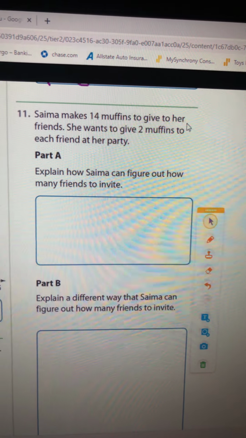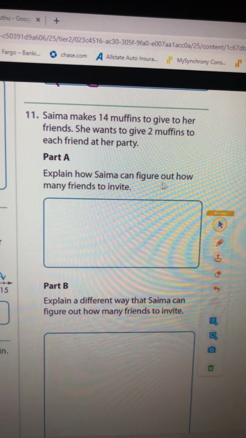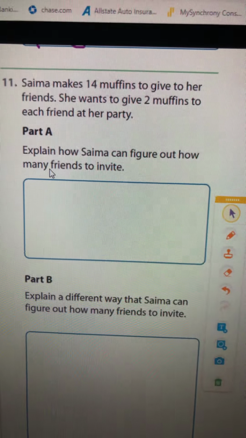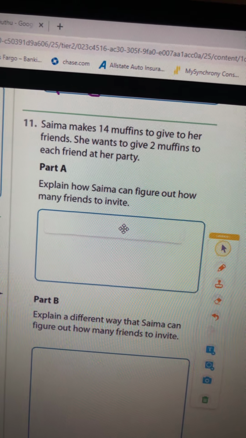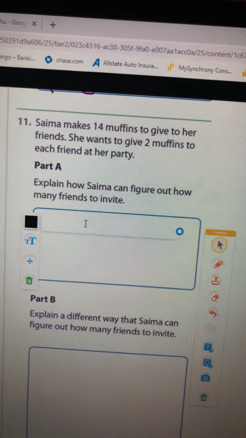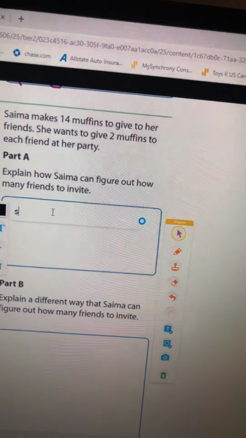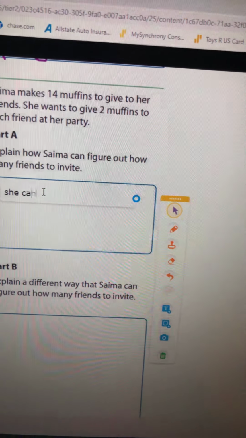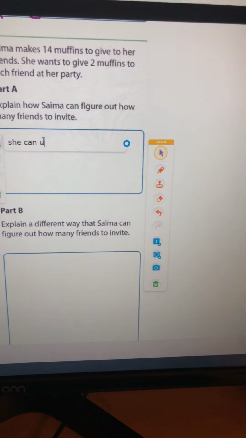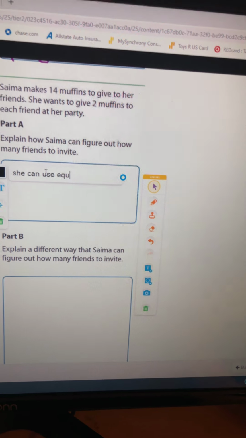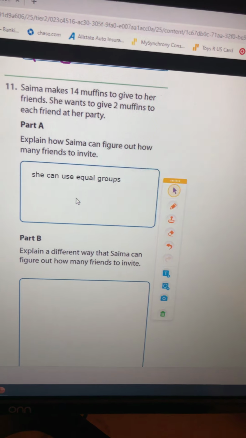Sima makes 14 muffins to give to her friends. She wants to give 2 muffins to each friend at her party. Explain how she can figure out how many friends to invite. Okay? All right. So she wants to give her friends some muffins. And it says explain. So explain means to use words. All right? So we could say, she can use equal groups. Okay? So that just says explain.